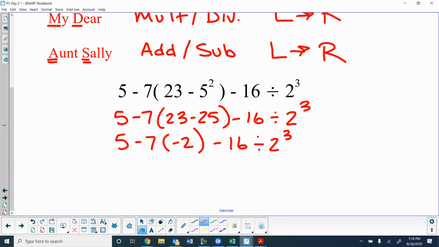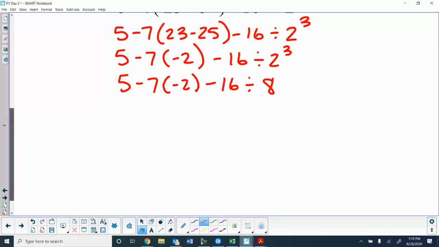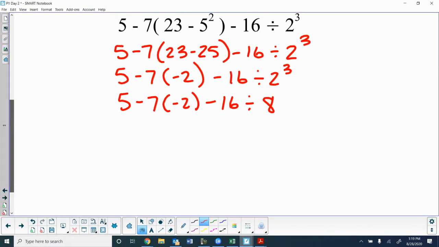Now, what's next? I got the parentheses down. What's after parentheses? That exponent, right? So I'm going to do the 2 to the third. 2 times 2 times 2 is what? 2 times 2 times 2, 8. All right. Not a 6. That could have been a mistake you made. Okay, so now I've got my parentheses done, my exponents are done, multiplication, division.